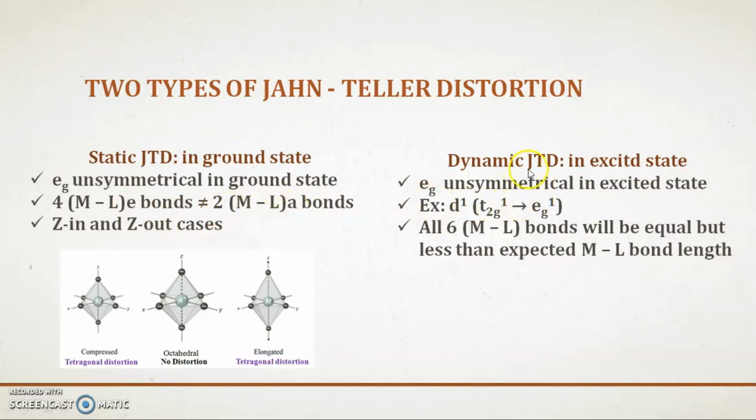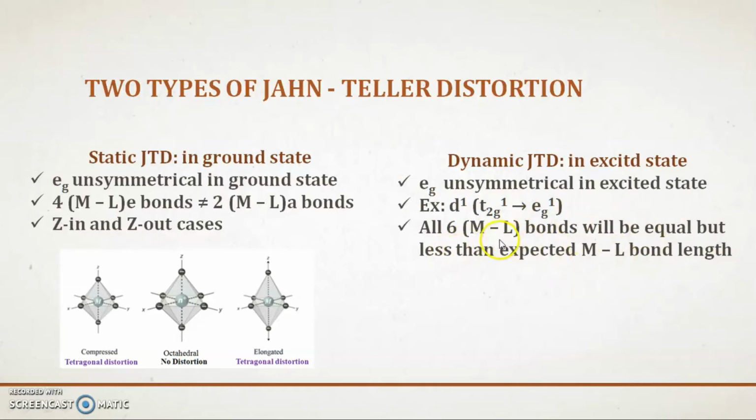In the case of dynamic Jahn-Teller distortion, the eg orbital will be unsymmetrically occupied only in the excited state. For example, if we have a d1 configuration, in the ground state this is going to be t2g1. So there might be a weak Jahn-Teller distortion, but on excitation this goes to eg1. So which means that in the excited state, the cation experiences strong Jahn-Teller distortion.